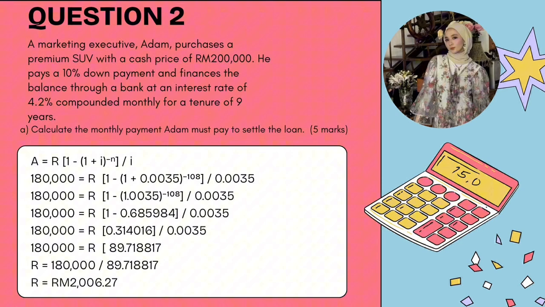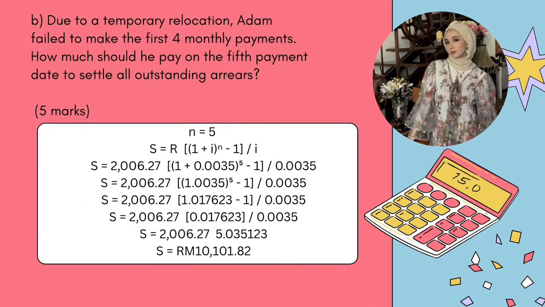Next, let's look at question B. Due to a temporary relocation, Adam failed to make the first 4 monthly payments. The question asks how much he should pay on the 5th payment date to settle all outstanding arrears. Since Adam missed the first 4 payments and is settling everything on the 5th payment date, he needs to pay for all 5 periods at once, with interest applied to the missed payments moving forward in time.